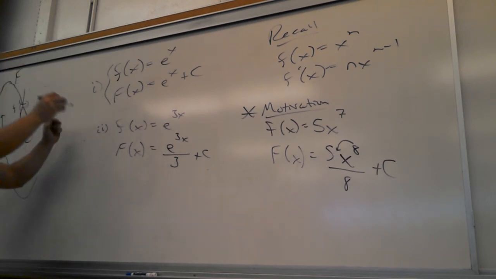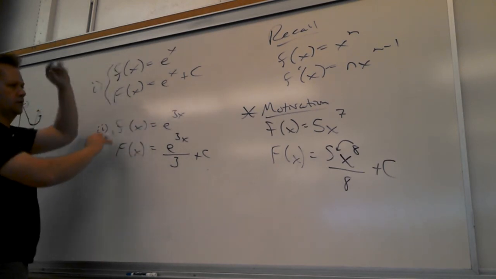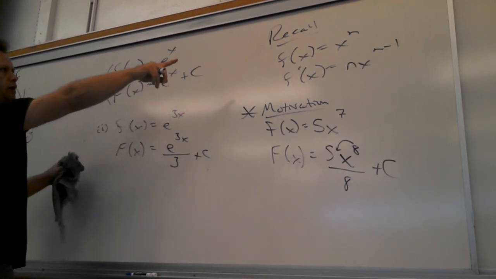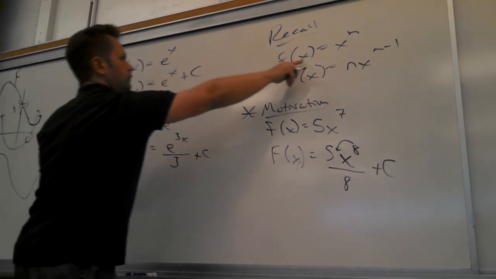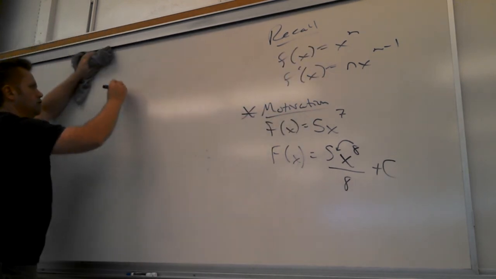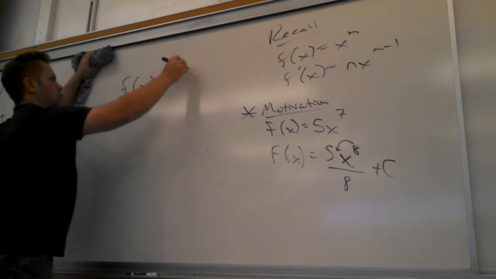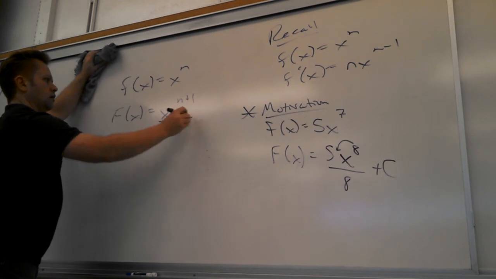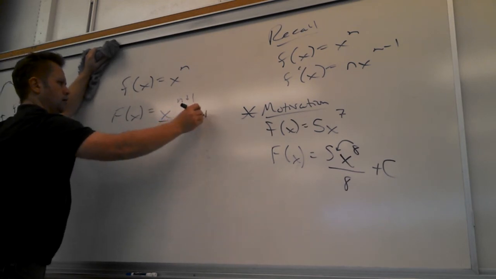So what would be a general rule then for the antiderivative of x to the n, thinking about it like that? Increase your power by 1. So if I have x to the n, the antiderivative is x to the n plus 1 over n plus 1.